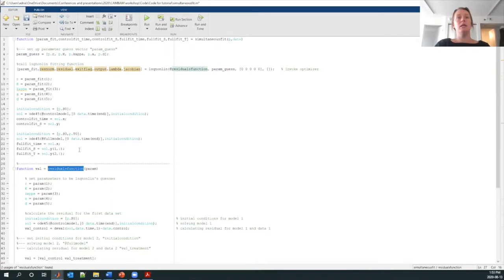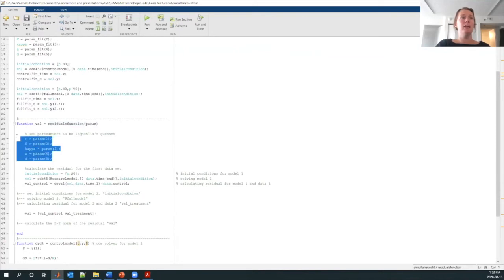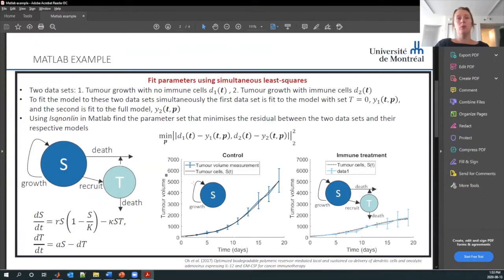So remember, our goal is to find a set of parameters, these ones up here, that minimize the difference between the data and the model. To do that, first of all, we take in whatever parameters the fitter is sending and initialize them as the ones we're trying to fit. So R, K, kappa, A, and D. The next thing we need to do is evaluate the model for these parameters. Like I mentioned, we're considering 2 models and 2 data sets. A simple control with just tumor growth, and the tumor growth under an immune treatment, so with a T population.